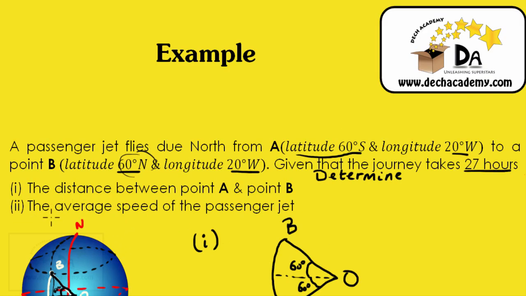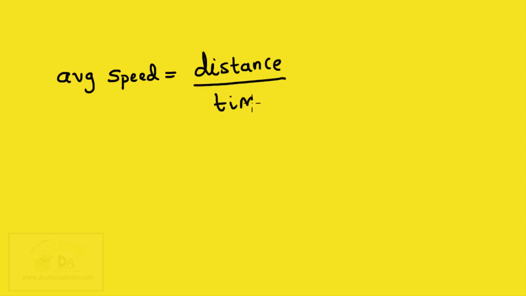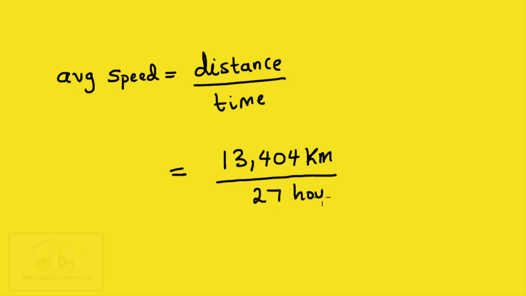Part 2 asks for the average speed of the passenger jet. As you know, the average speed is going to be equal to the total distance traveled by the jet divided by the total time taken. We just determined that the total distance is equal to 13,404 kilometers, and that the total time taken for the journey was given as 27 hours. That was given.